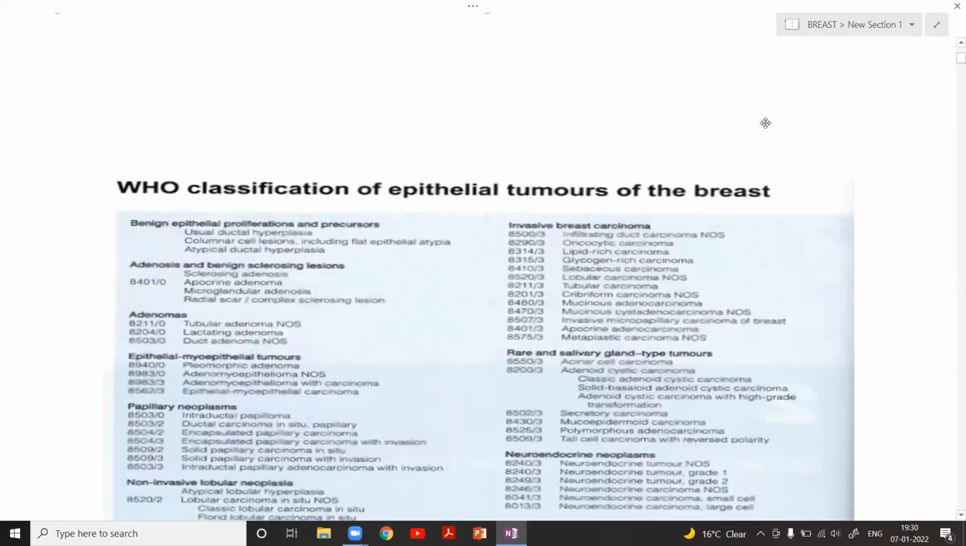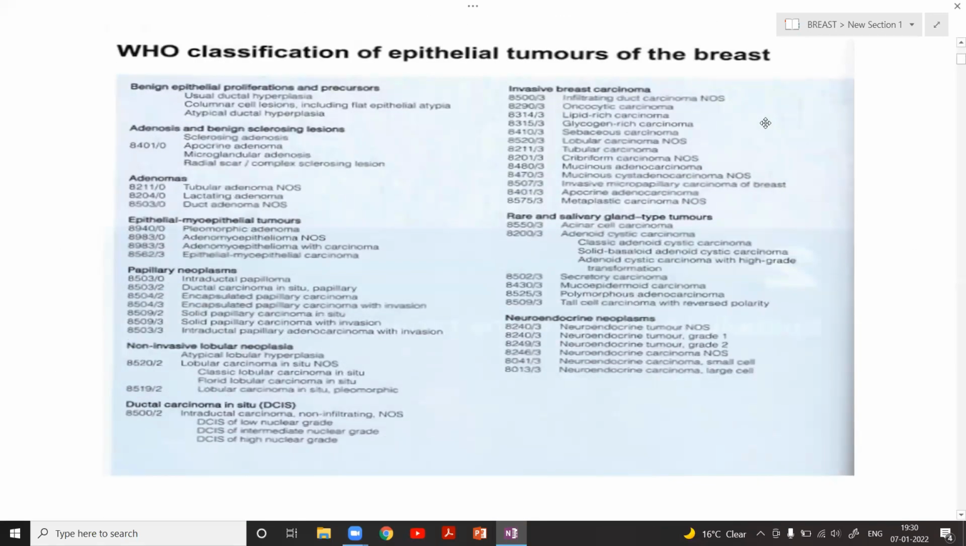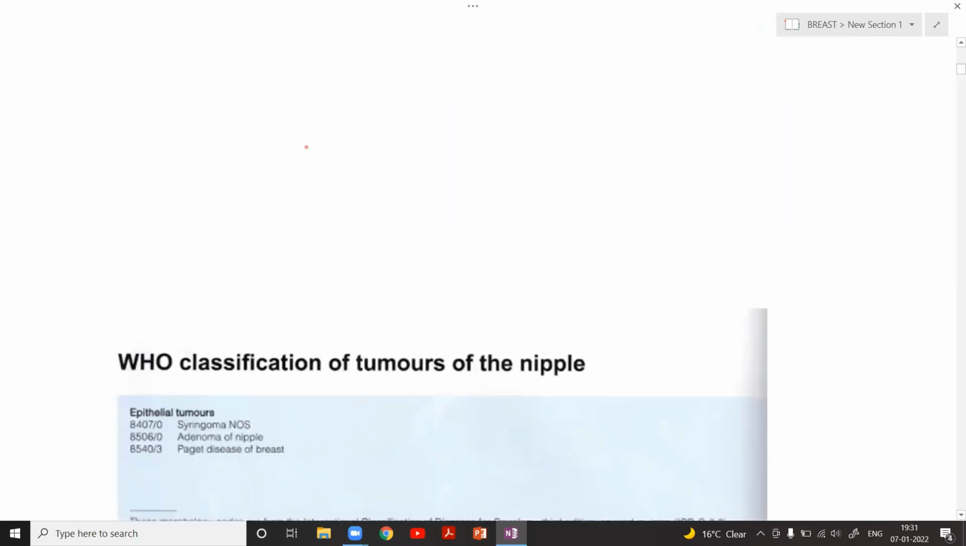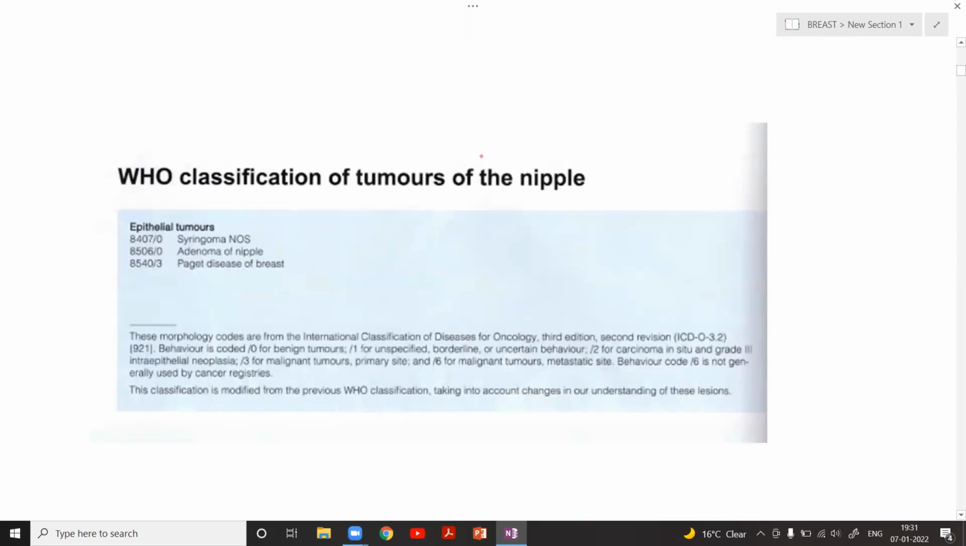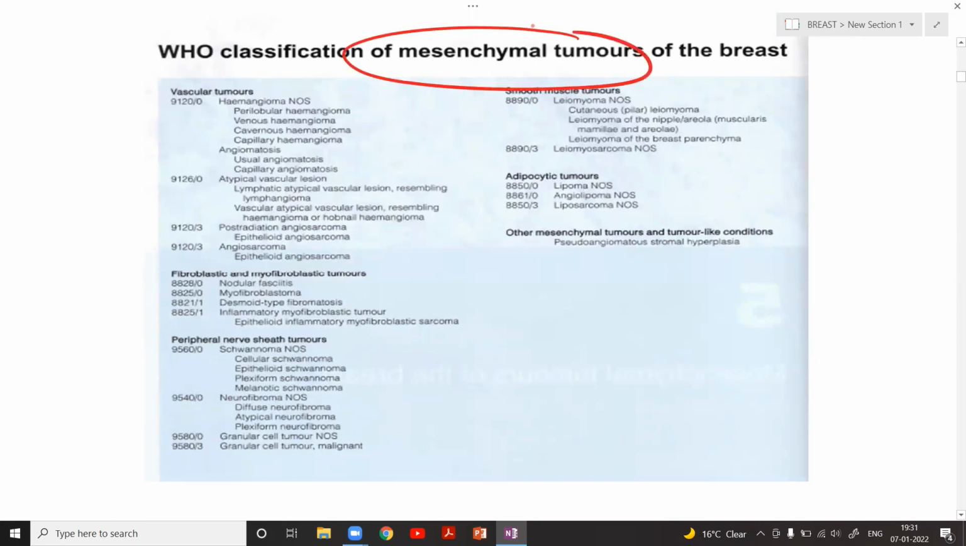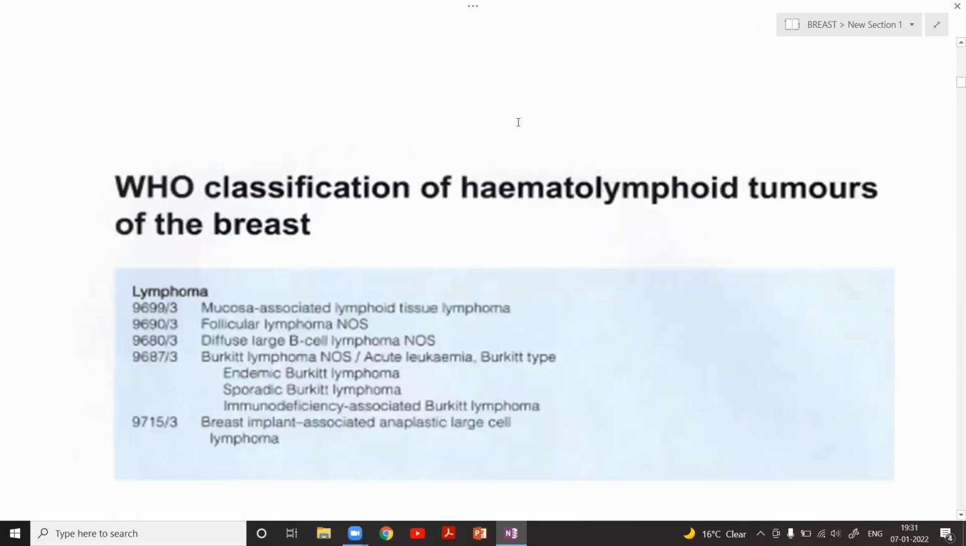First of all, we are going to discuss the WHO classification of breast tumors. As you can appreciate, WHO has divided the breast tumors under different categories. We have epithelial tumors, fibroepithelial tumors, tumors of the nipple, and mesenchymal tumors of the breast. Along with that, we have classification of hematolymphoid tumors of the breast. This is how the World Health Organization has divided the breast tumors.